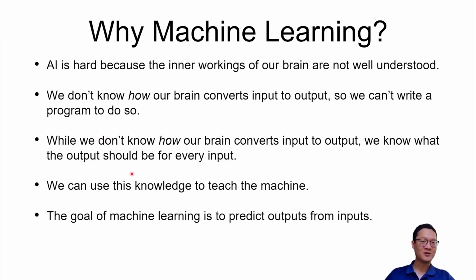However, even though we don't know how our brain converts input to output, we know what the output should be for every input. So we can use this knowledge to teach the machine. The goal of machine learning is to predict outputs from inputs.